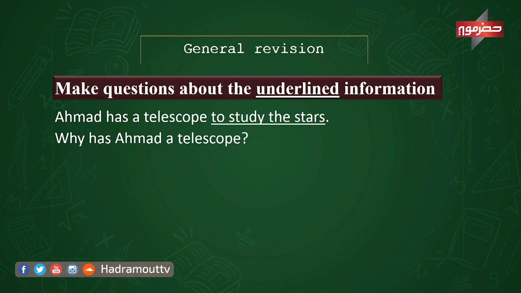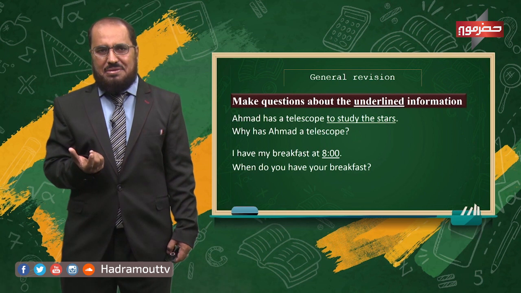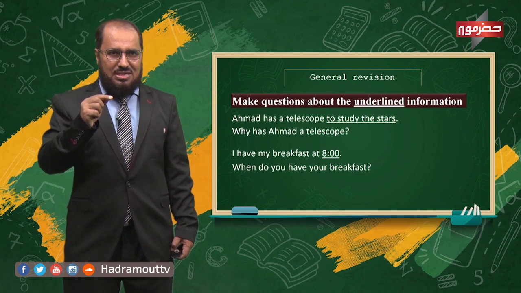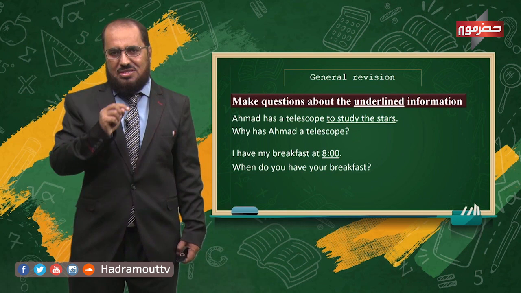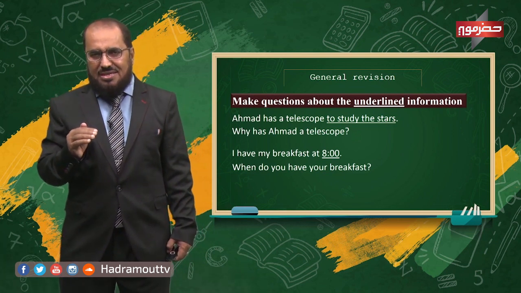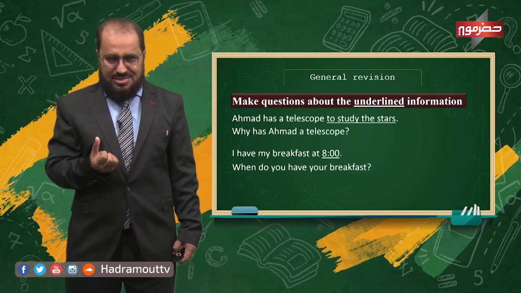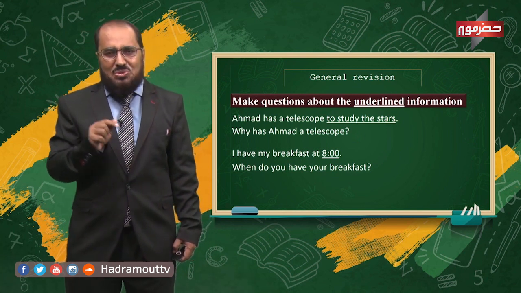I have my breakfast at 8 o'clock. A matter of time. So, when do you have your breakfast? When do you have your breakfast? By the way, لاحظوا هنا في السؤال الأول قلنا why has أحمد a telescope؟ لأن الفعل has هو فعل مساعد ممكن نصيغ بالسؤال. لكن اعتمدنا في السؤال الثاني I have my breakfast اعتمدنا فعل حقيقي have لأنه يأتي هنا بمعنى get. Okay? I get my breakfast. فاستخدمنا فعل مساعد do. When do you have your breakfast?